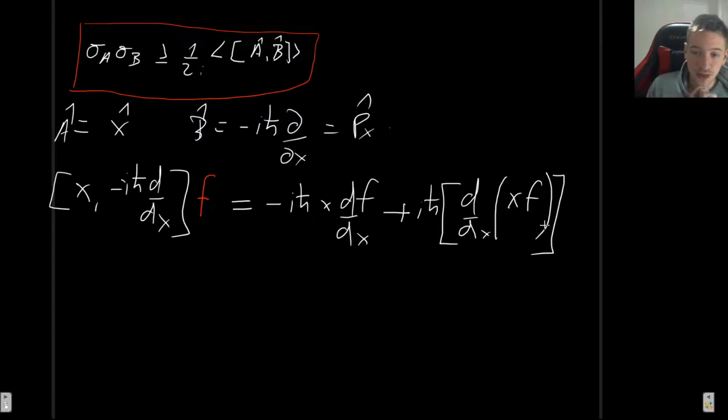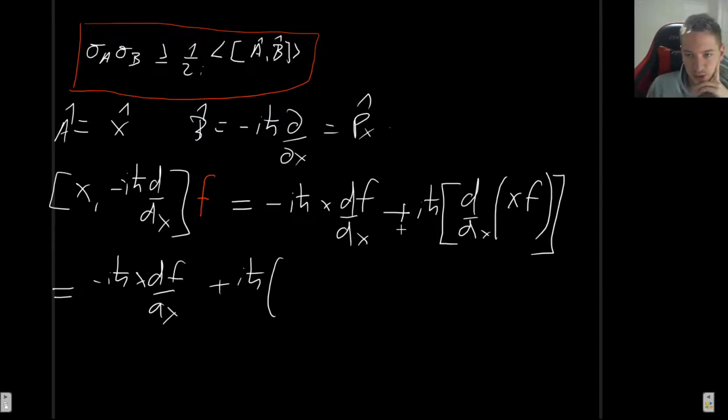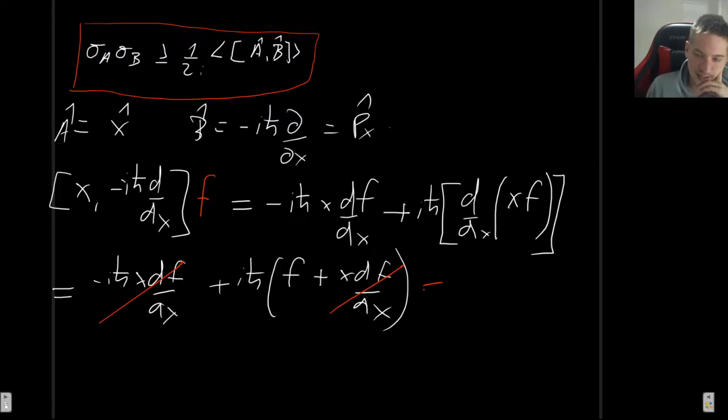Very, very important. You cannot forget the test function, because here it makes a difference, because otherwise this is just 1, right? And then you're going to get to the wrong conclusion. So the first part stays the same, minus i h bar X df dx. And the second part is going to be i h bar, the derivative of this. So we apply the product rule. So the first part is just going to be f, and the second part is going to be plus X df dx. So here we can see that this right here will cancel out this, and our end result is just going to be i h bar f.